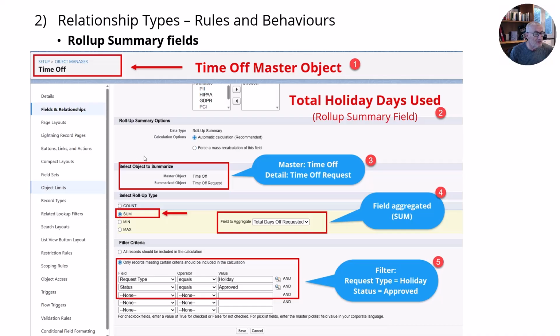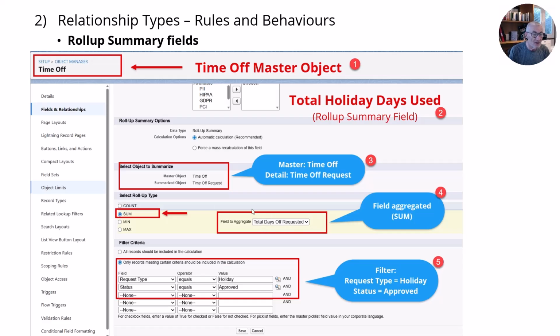The summarized object is the time off request. We selected sum, and then it allows you to select what fields you want to aggregate. So the aggregation is across total days off requested for each request. All these individual days off requested are being summed up on the master side.